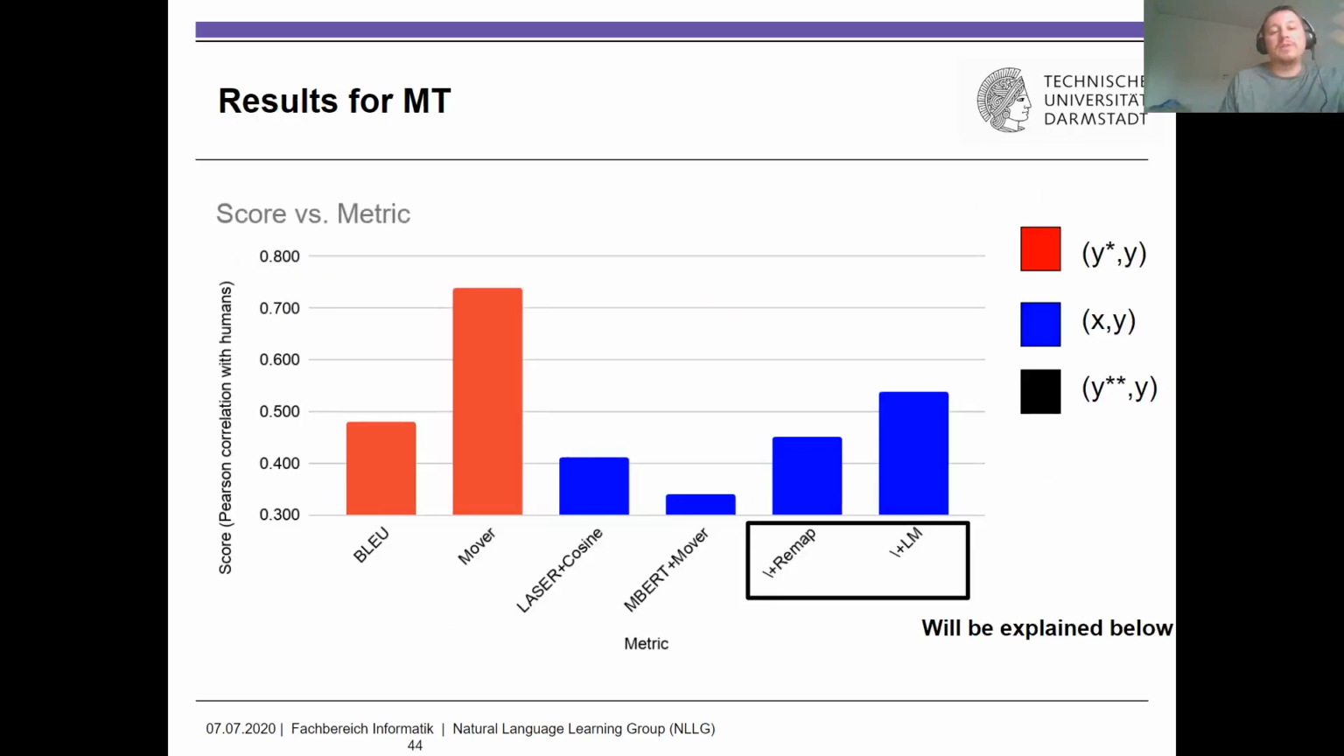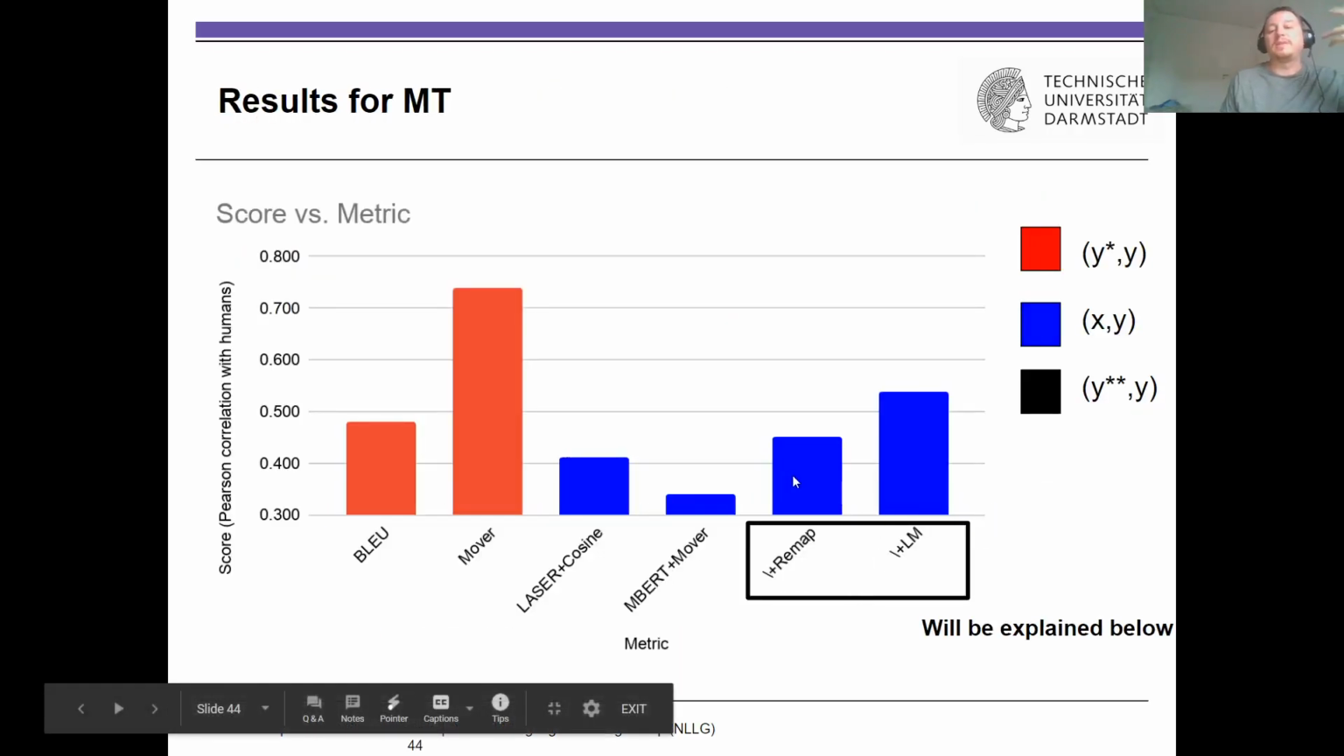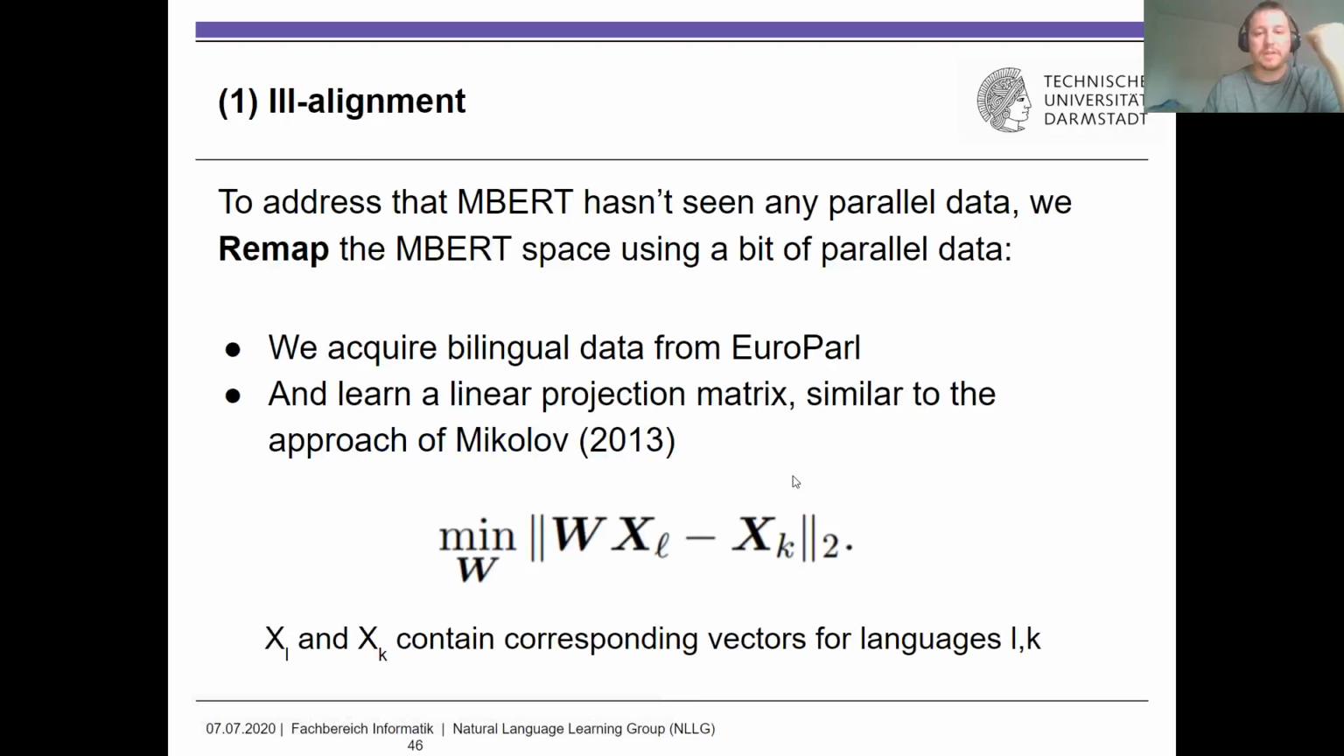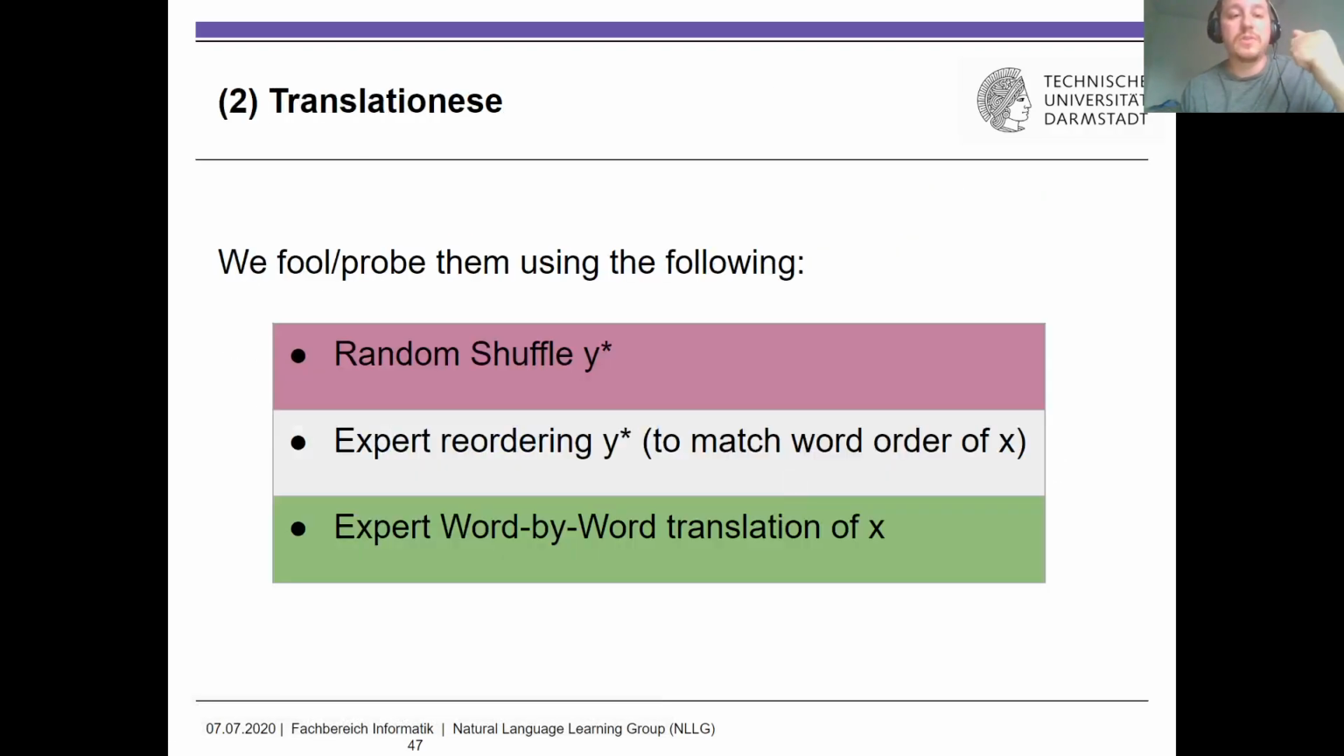So, you have seen that this remapping really does a good job. We really identified this problem of multilingual BERT. Now let's go for the second thing, the translation ease. To do that, we do an analysis, and we can call this probing or fooling. So we fool our encoders. How do we fool them?